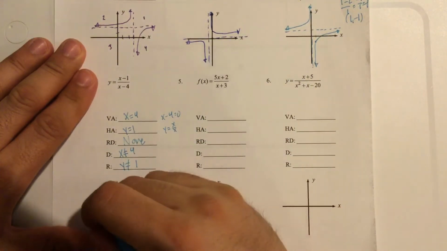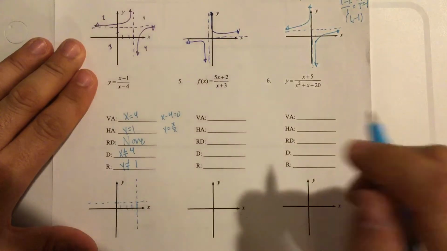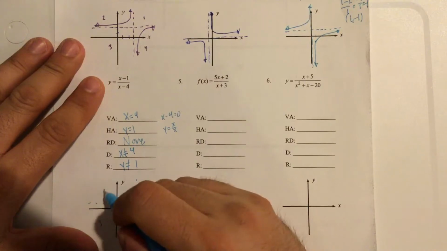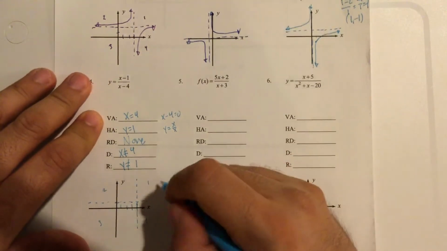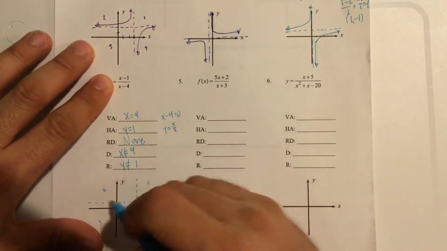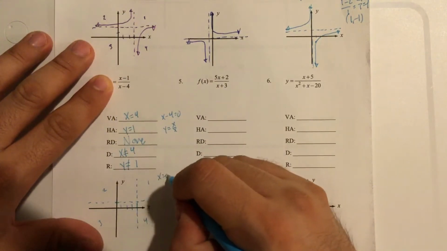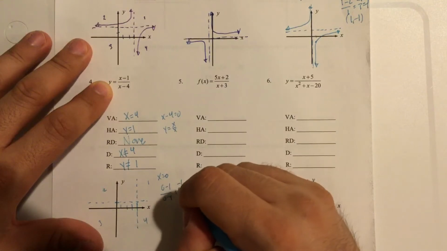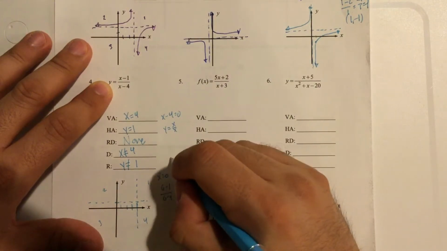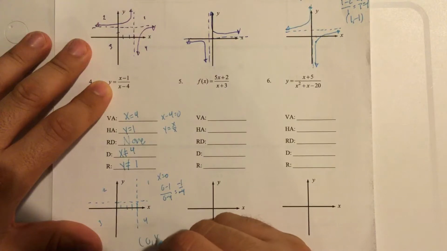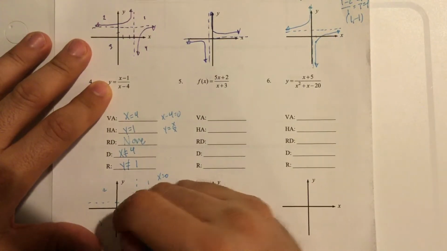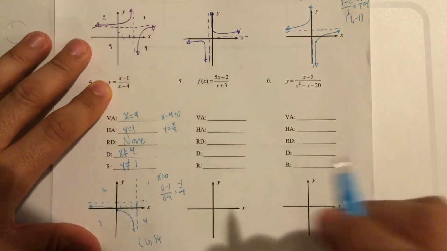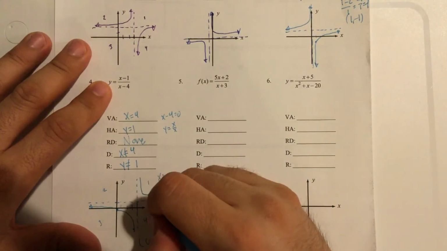Horizontal asymptote at y equals 1. And I'm going to test a point to see if it's in quadrants 1 and 3 or 2 and 4. So let's plug in the value of 0, so x is equal to 0. So 0 minus 1 over 0 minus 4 is negative 1 over negative 4. So my point is going to be 0 comma 1/4. That appears to be in the third quadrant. Therefore, your other branch is in quadrant 1.